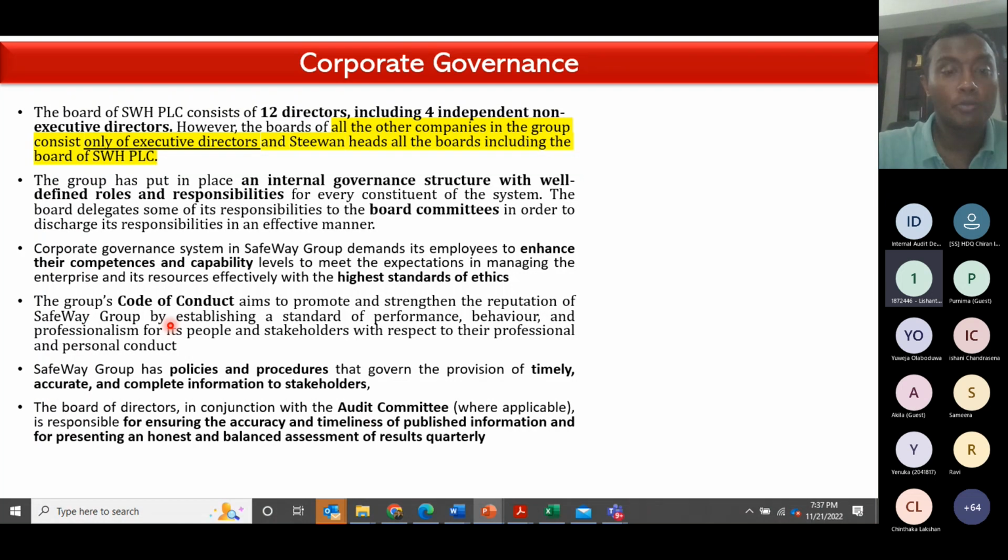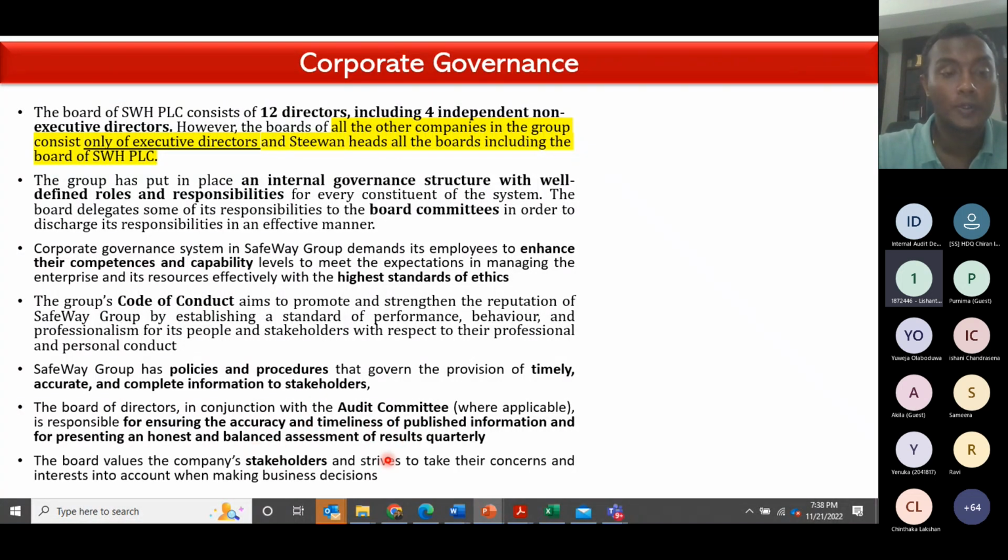The Board of Directors with the Audit Committee is responsible to ensure accuracy and timeliness of information that is provided to the board. And then the board values the company stakeholders, right? And strives to take their concerns. Now, please, you can highlight this sentence. If the examiner wants to explore the area, for example, approaches to corporate governance, it appears that they are using what approach? It's in your syllabus. This is called the stakeholder approach to governance, as opposed to the shareholder approach or any other approach like the financial economics approach.